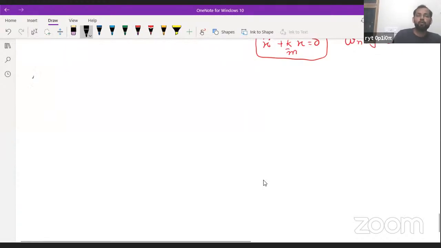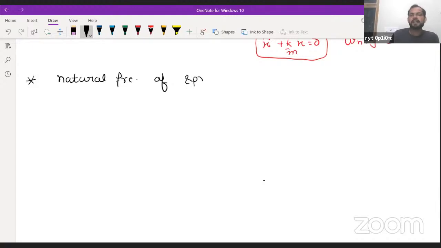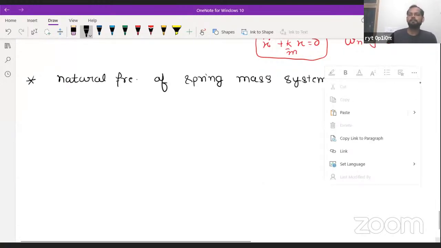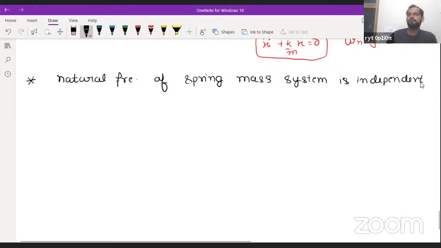And write down one note. What is that note? That the natural frequency of a spring mass system is independent of the orientation of the system.